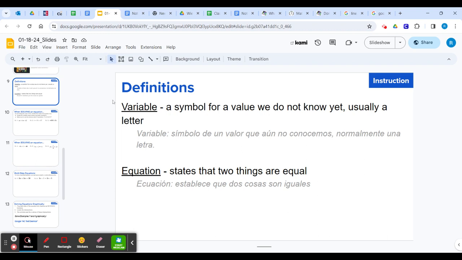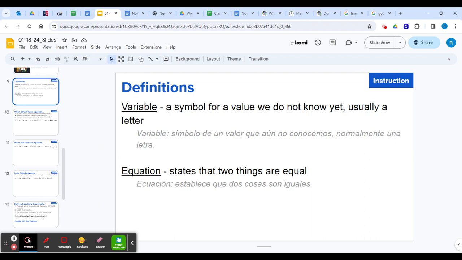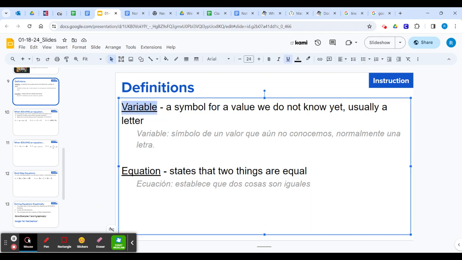So we're talking about variables and solving equations today. I want to define a couple of things first. First off, a variable. That's just going to be a symbol or a value we do not know yet, usually a letter. The most common one is x. Then an equation is going to be something that states that two things are equal.